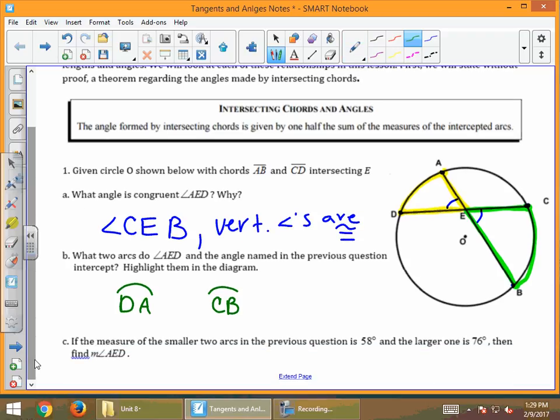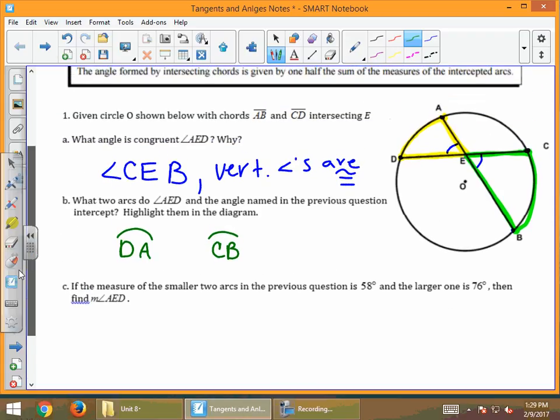Well, now we can find the measure of angle AEB by taking those intersected arcs, and it said that the smaller arc is 58. Which one's smaller? By just looking, the yellow one, AD. So we know AD is 58, which means CA is 76. Okay. Well, we can take those two intersected arcs, add them together, divide by 2, and we can find the measure of that angle.